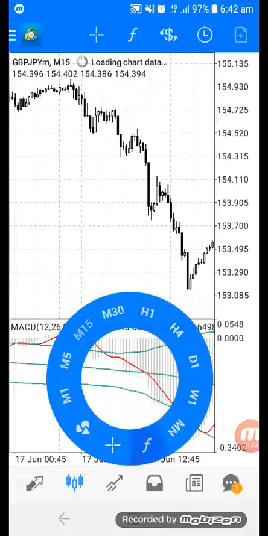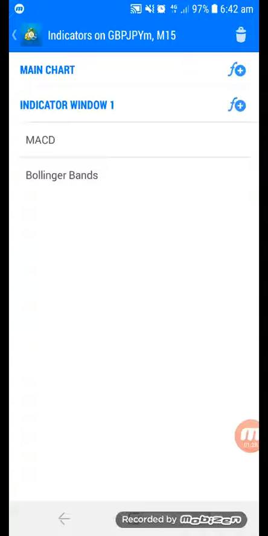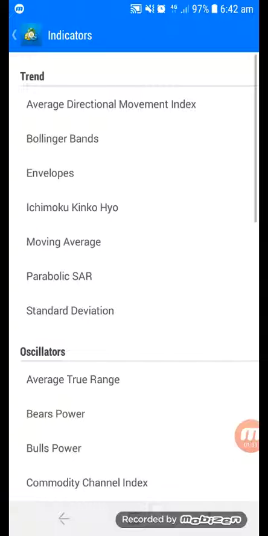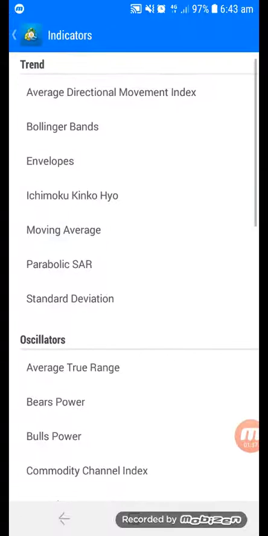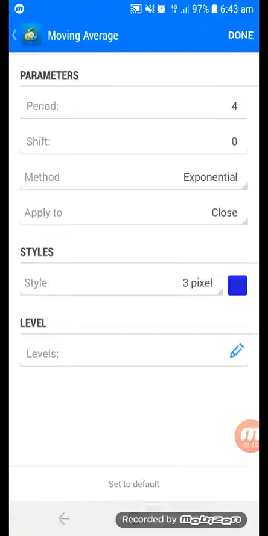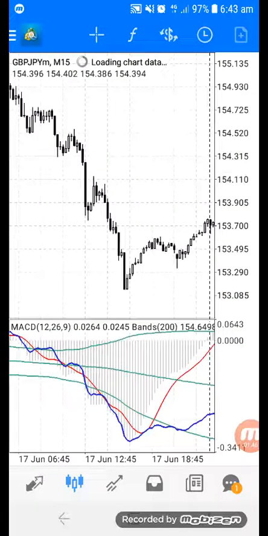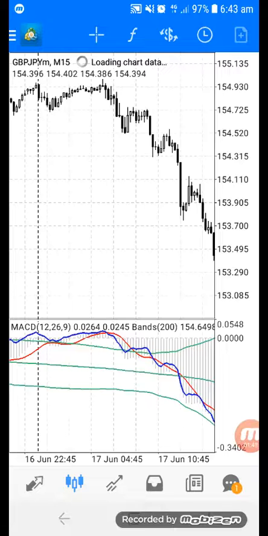So our last indicator that we are going to need is the moving average, that is also applied on the first indicator window. So for our moving average, we are going to use a period 4, method exponential. Then it should be applied to close. So here we have it, ladies and gentlemen. We now have our indicators that we are going to need for this strategy.